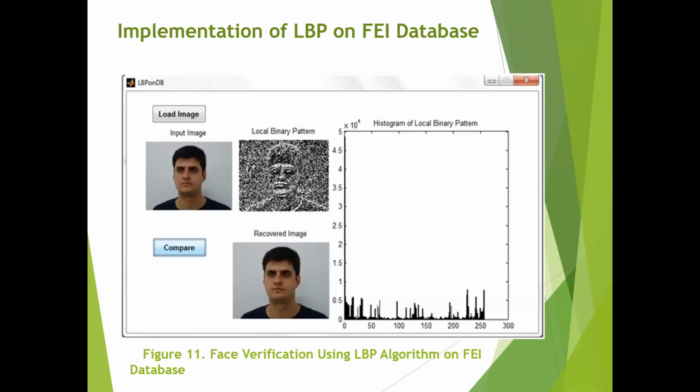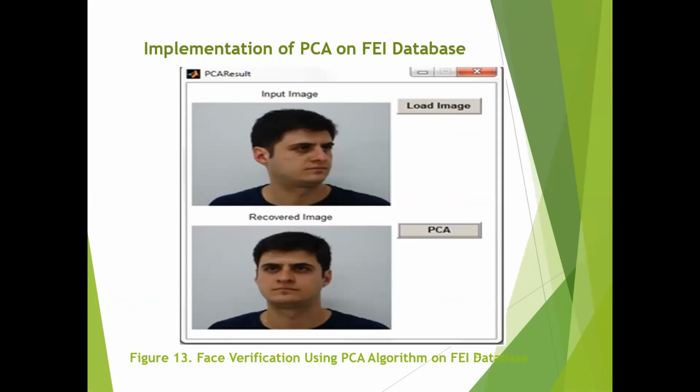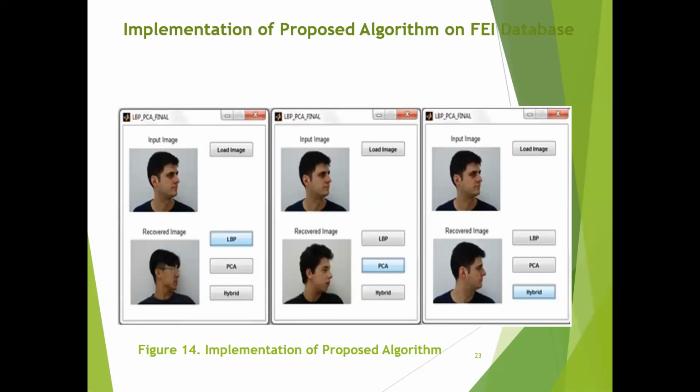So here we have implemented it. You can see we can load the image and do the steps of local binary pattern. It will look like this, right? And you can see this is the simple LBP. This is a simple LBP algorithm. This is a simple PCA algorithm, right? Now this is our hybrid algorithm, right?